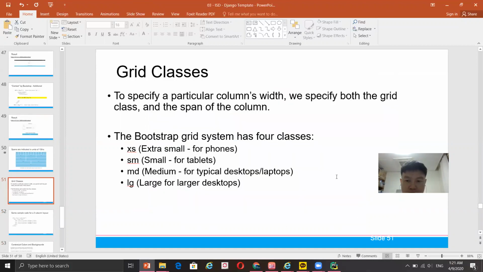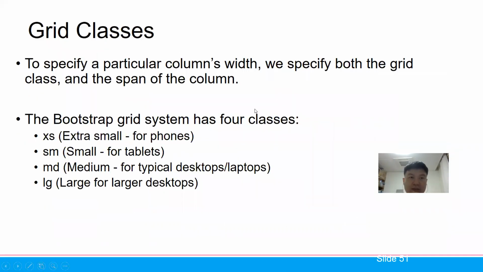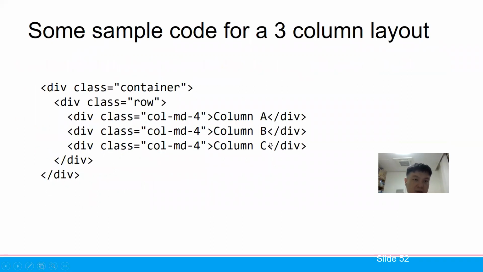So we can also have the grid classes. As I mentioned to you before, we have the grid classes. We have extra small, small, medium, large, and extra large. So the grid classes are to specify the particular column width.